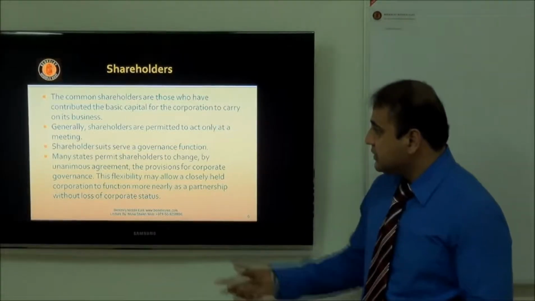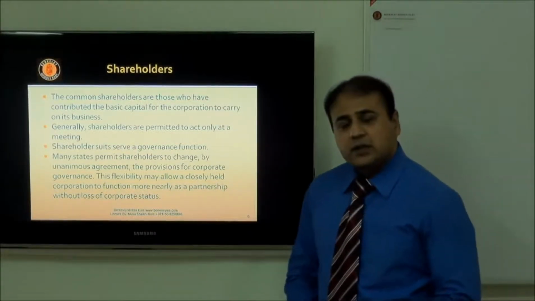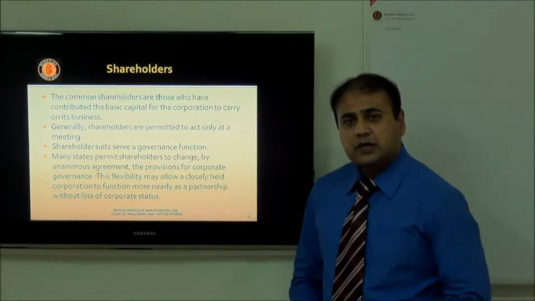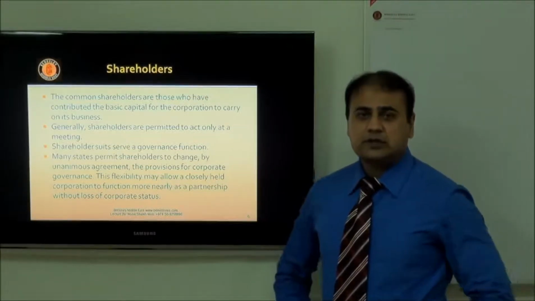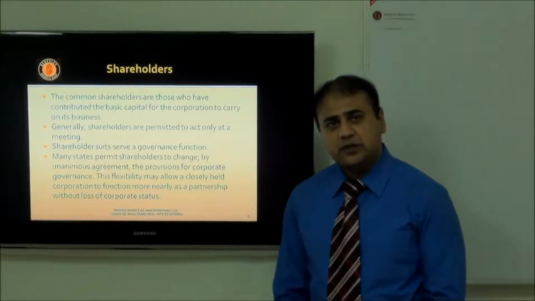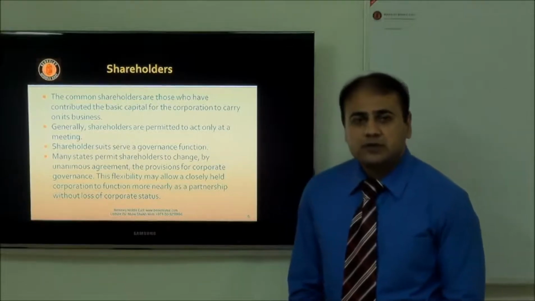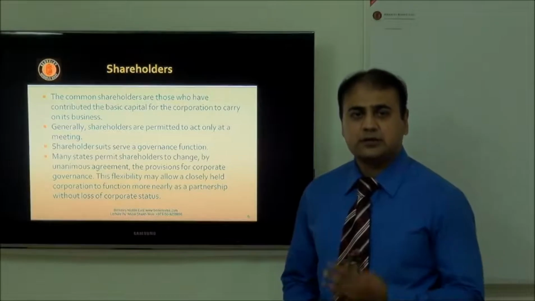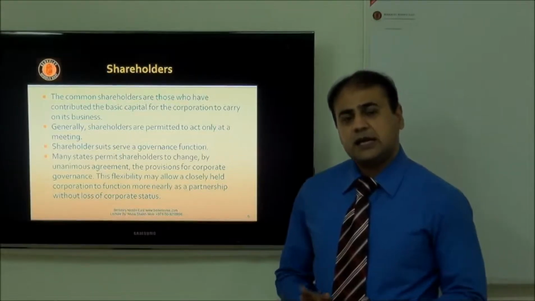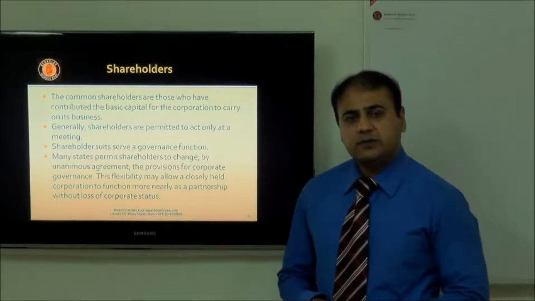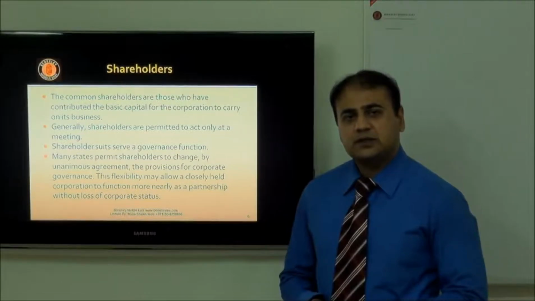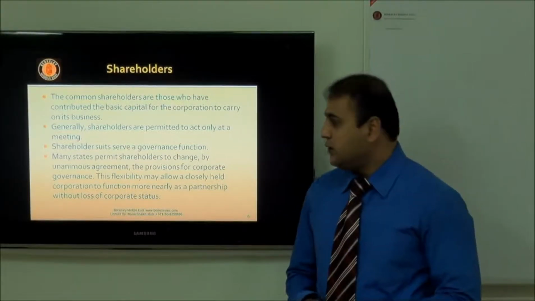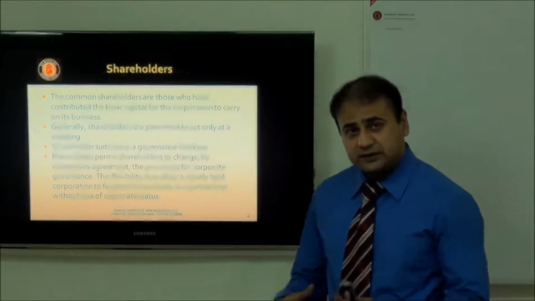Then generally shareholders are permitted to act only at a meeting. If you are a shareholder who has ordinary shares, surely you have a right to vote and you have a right to select your board of directors who will protect your interest, and they will have meetings with the management and they will see the operational efficiency of the company and they will try to maximize your wealth.